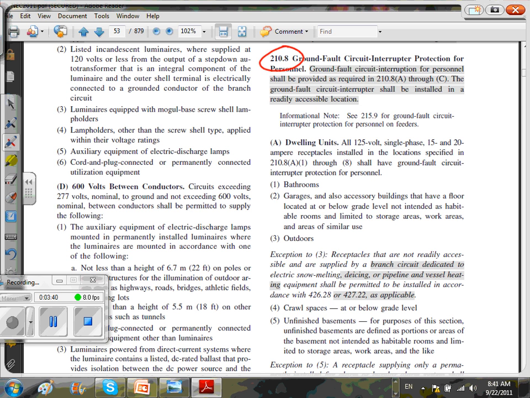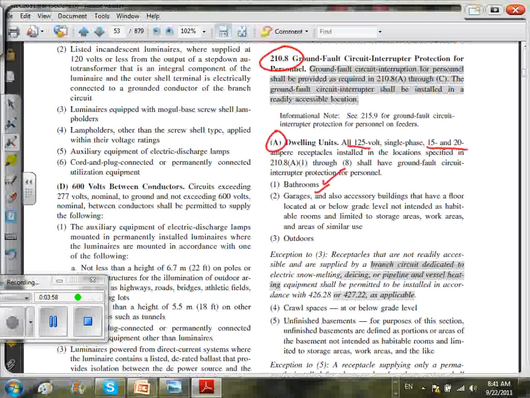All bathrooms, garages, and also accessory buildings, floors located below grade, so anything below grade, storage areas, work areas, and similar areas. These are very interesting places. Any damp or wet location has to have GFCI protection. Outdoor, all your receptacles outdoor have to have GFCI, crawl space, unfinished basement. So these are the main locations that you need ground fault circuit protection for in residential, in dwelling. And I want to highlight the words in dwelling units.